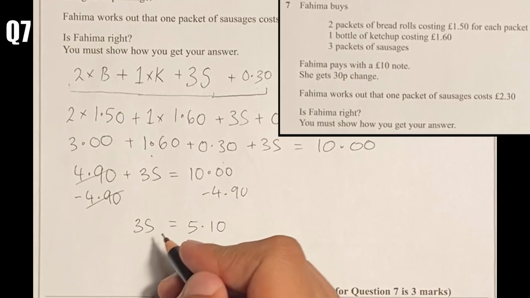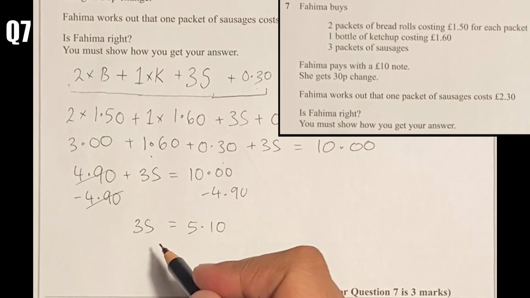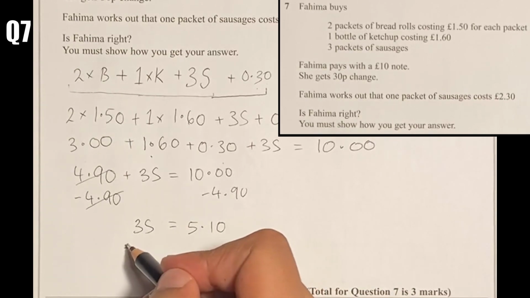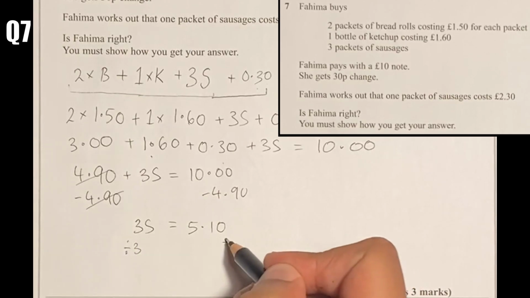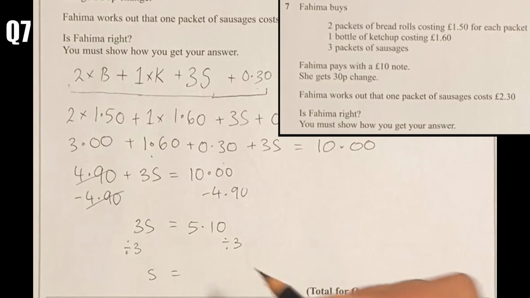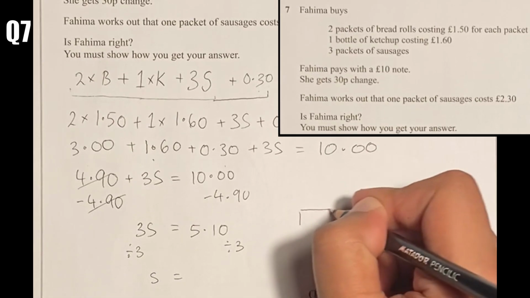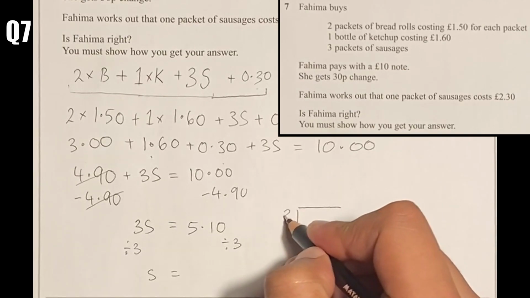Now, as for the next step, we have 3s. We want to work out what just one sausage costs. So what I'm going to do is divide both sides by 3. So we can get the cost of just one sausage. Now, this one I'm not going to do in my head. I'm not that confident in my division skills. So feel free to skip ahead if you want to at this point.